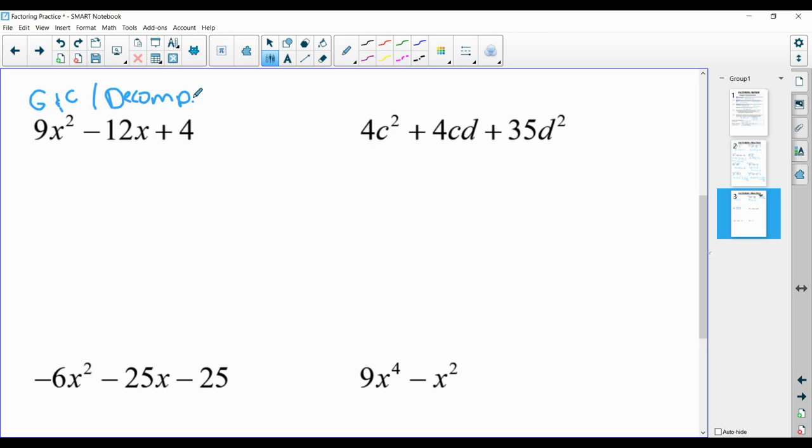Now when we're doing guess and check, we look at each term individually. We look at the first term, we look at the last term. When we're doing decomposition, we actually look at these two terms together. So we're going to be looking for numbers that multiply to be 36. So for 36, we're going to have 1 and 36, 2 and 18, 3 and 12, and 4 and 9.